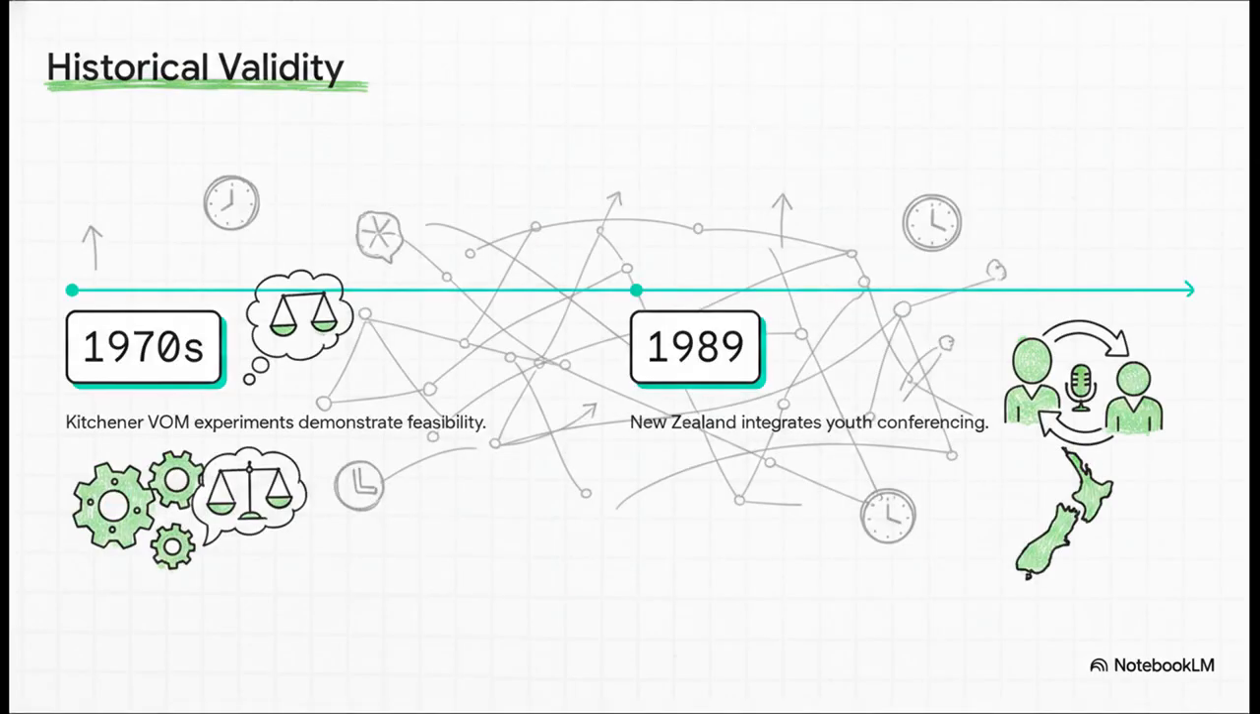And hey, this modern data doesn't just exist in a vacuum. The evidence base literally spans generations. Foundational studies from the 1970s, like the Kitchener experiments in North America, and New Zealand's pioneering 1989 integration of youth conferencing have shown a consistent decades-long track record of high completion rates and victim satisfaction. So the evidence base here is incredibly robust and deep-rooted.